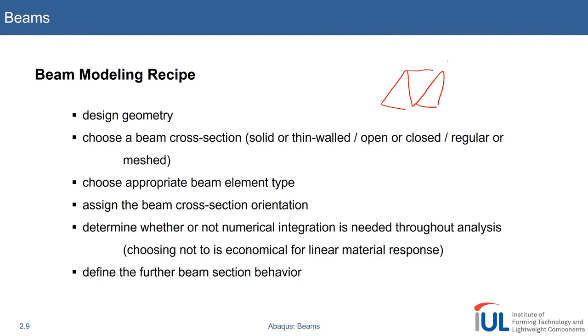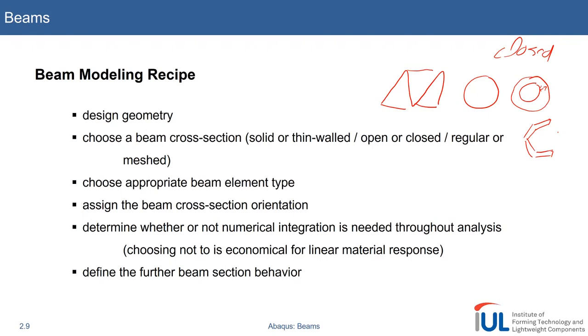So solids and thin-walled, we talked about this for example, circular shape or a hollow with a relatively thin wall. At this part, open-closed. Closed would be these two. And open, I gave you the example before, where you can include warping.